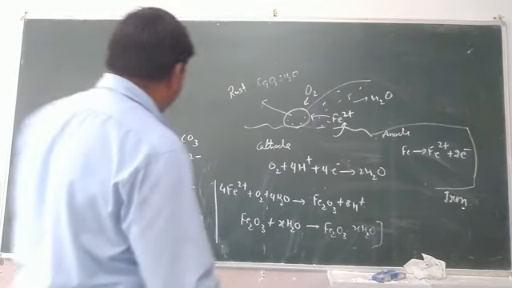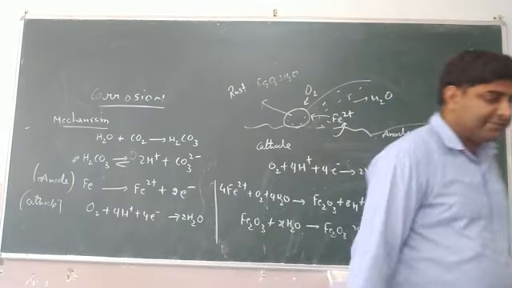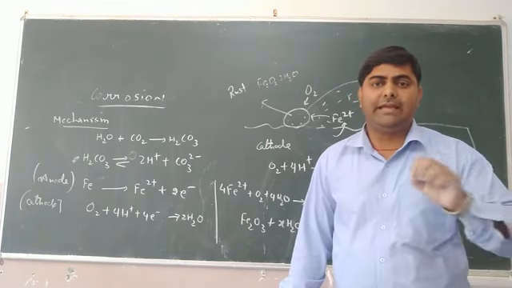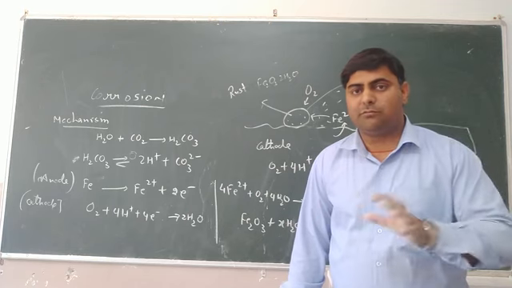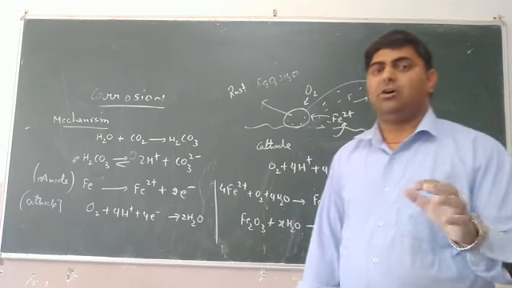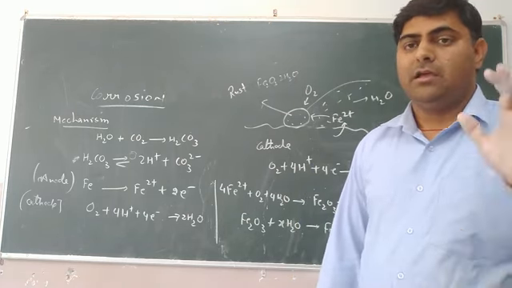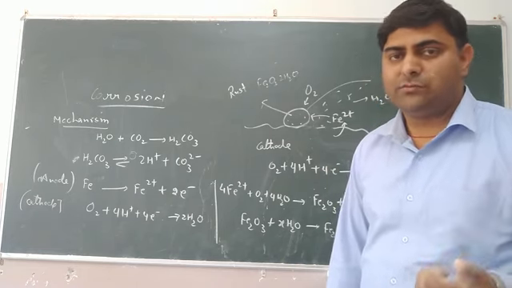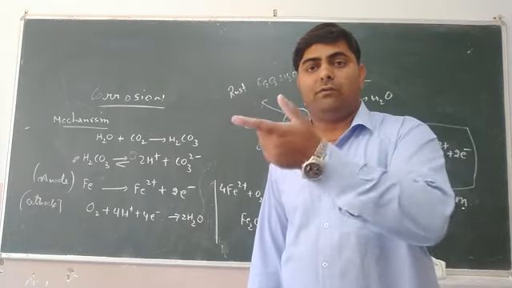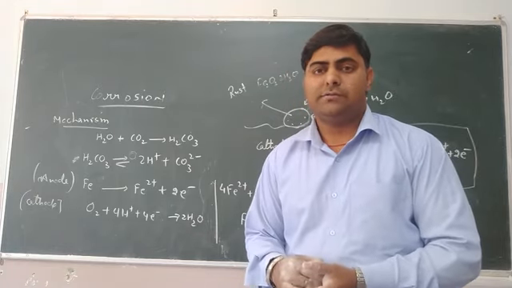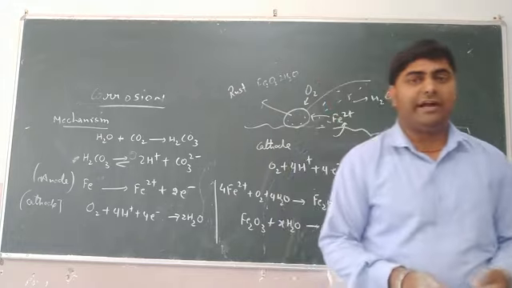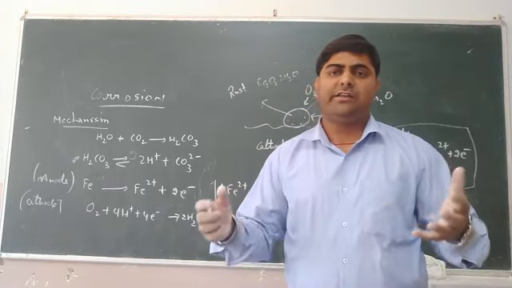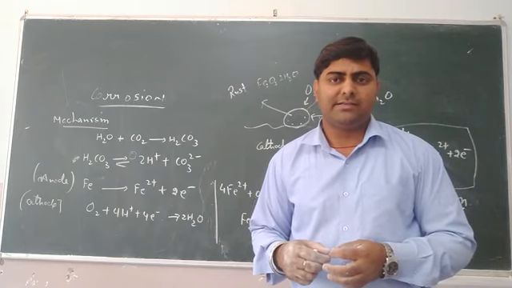Now, let us discuss a very important concept, that is corrosion. What is corrosion? Slowly eating up of metals by the atmospheric conditions is called corrosion. Rust is an example of corrosion. The word rust is used for corrosion of iron. The question comes: show that rusting of iron is an electrochemical process. Why is rusting of iron an electrochemical process?